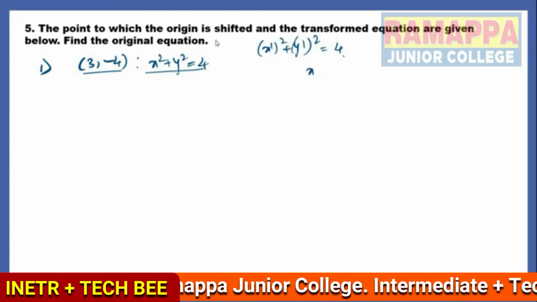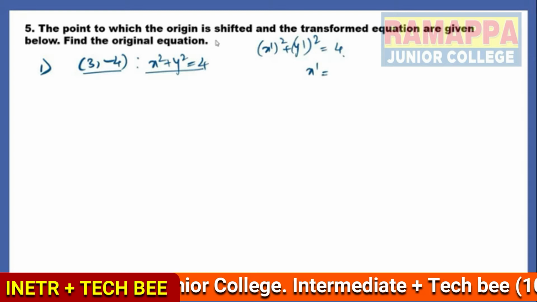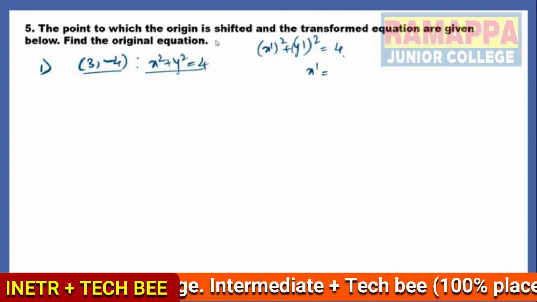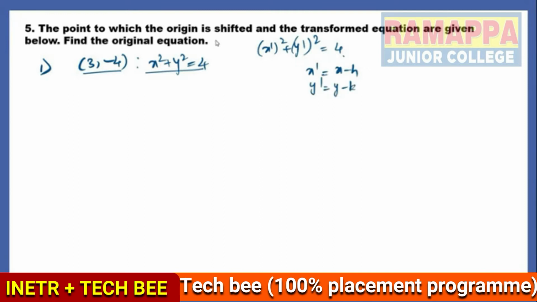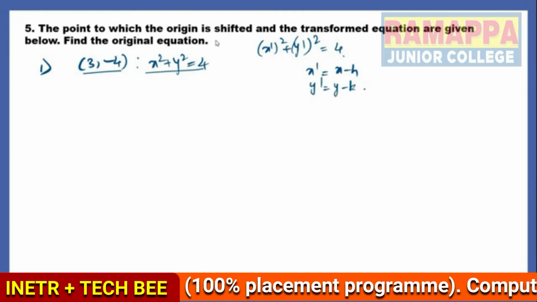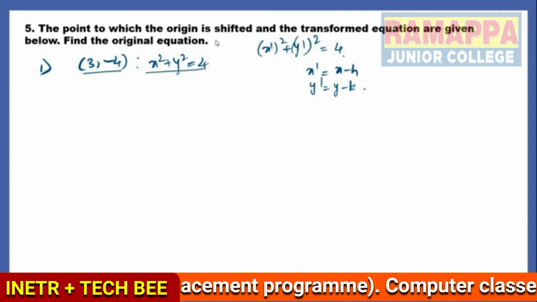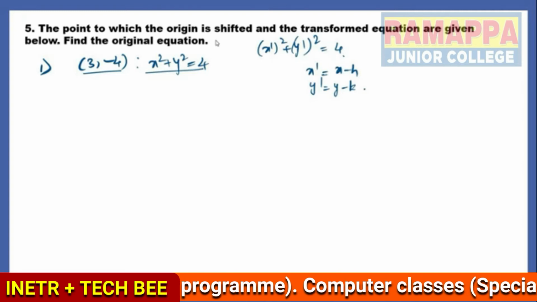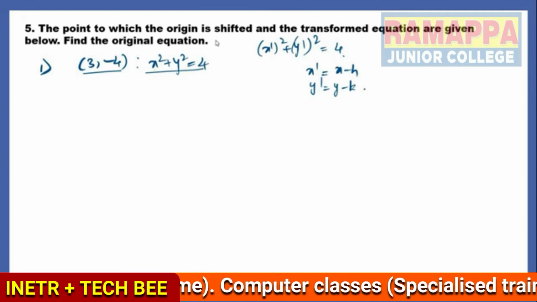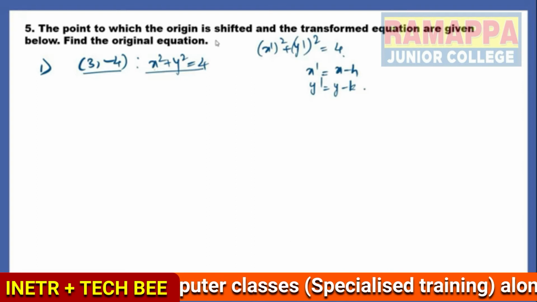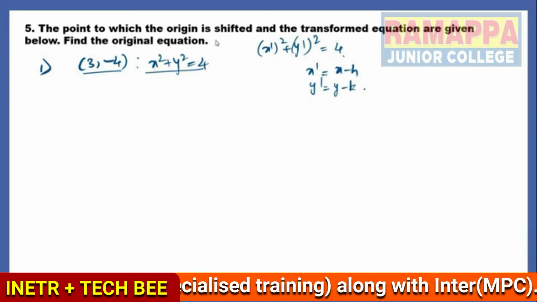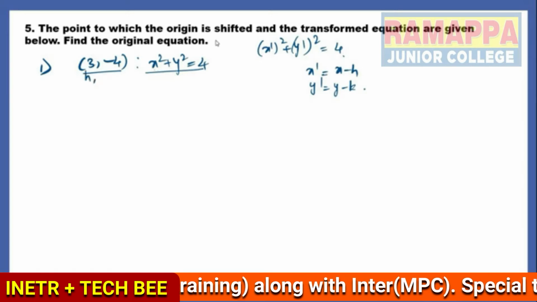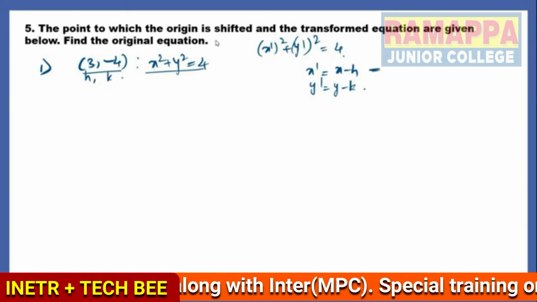So x dash is equal to x minus h, and y dash is equal to y minus k. We have to put these values into the transformed equation, and then we get the original equation. Here the shifted origin h comma k is given. H is 3, and k is equal to minus 4. We put the values in.